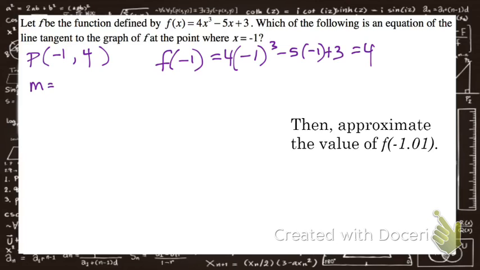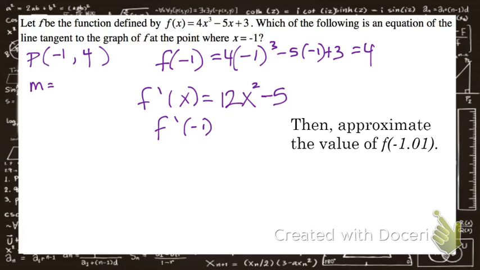How about the slope? How are we going to find the slope of the tangent line? From the derivative. Let's find the derivative and evaluate at negative 1 to evaluate the slope of the tangent line. So the derivative, f prime, is what, class? 12x squared minus 5. Perfect. If I evaluate the derivative at negative 1, f prime of negative 1, I'm going to get 12 minus 5, which is 7. So my slope is 7, and my point is negative 1 comma 4.